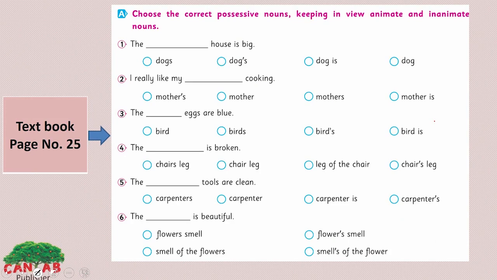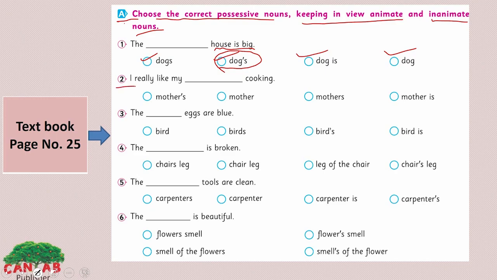Look at this one, section 8, page number 25. Choose the correct possessive nouns keeping in view animate and inanimate nouns. Again you have to choose the right one, but here you have to choose the right possession. Here we have apostrophe S. This is from possessive nouns: animate and inanimate, singular and plural. The dog's house is big. Which one will be the right? Here the dog is a living being, an animate noun, and you have to show the possession. So the dog is also one here. Yes, this is the right one: dog plus apostrophe and S at the end.